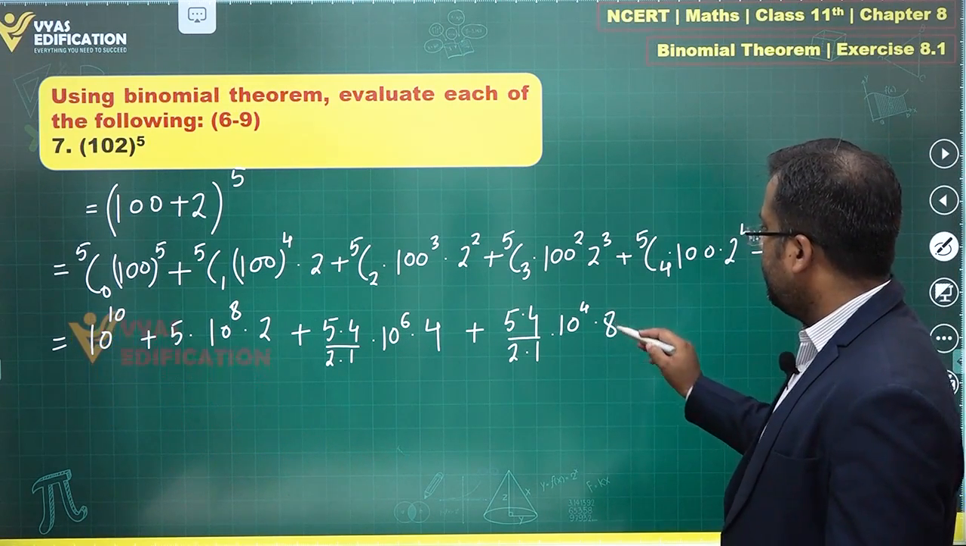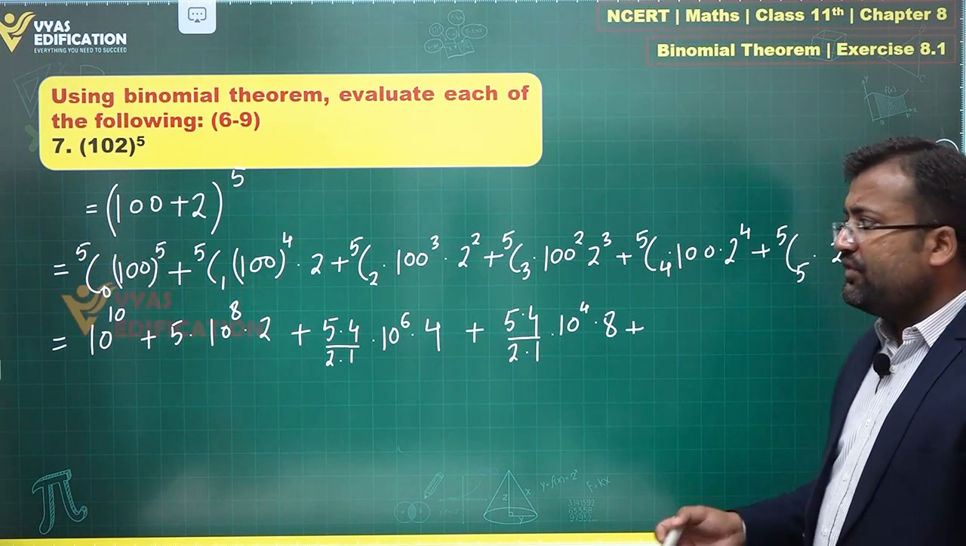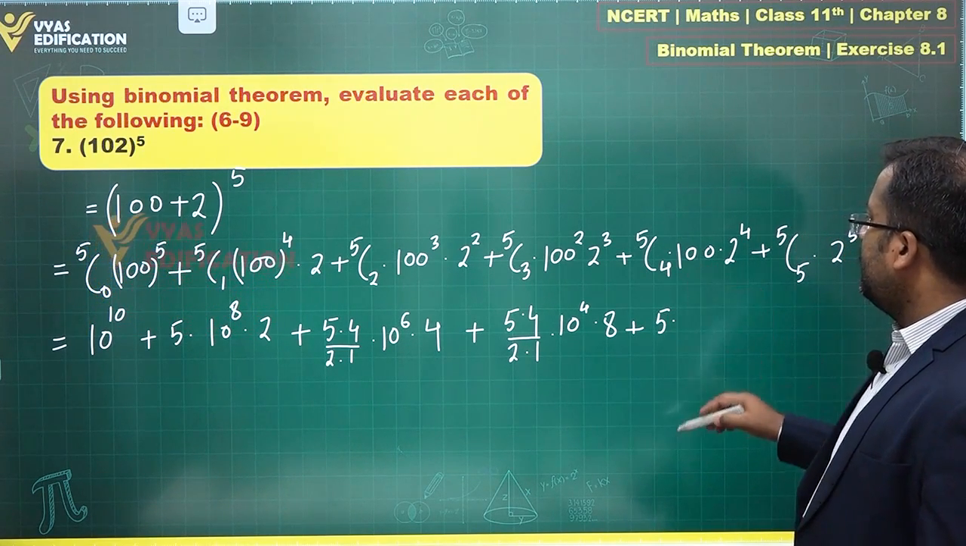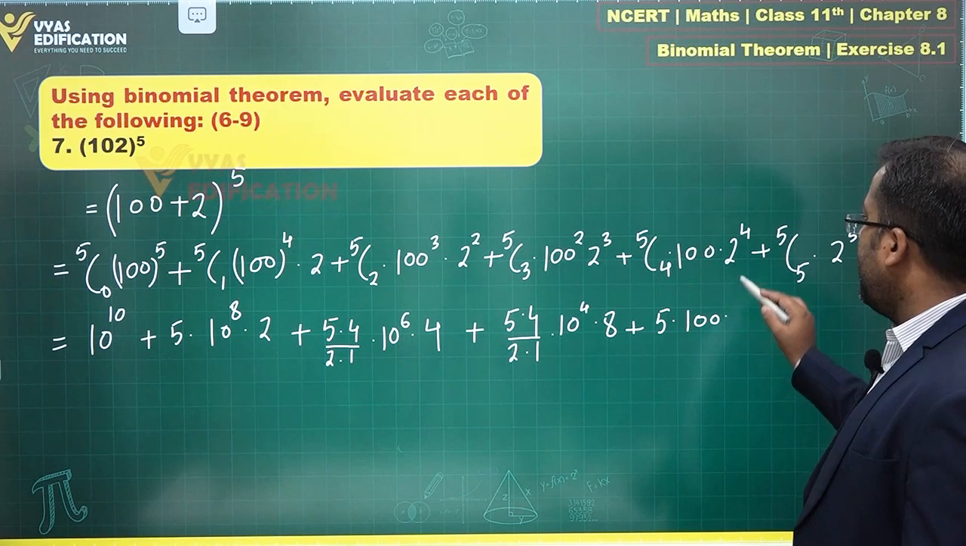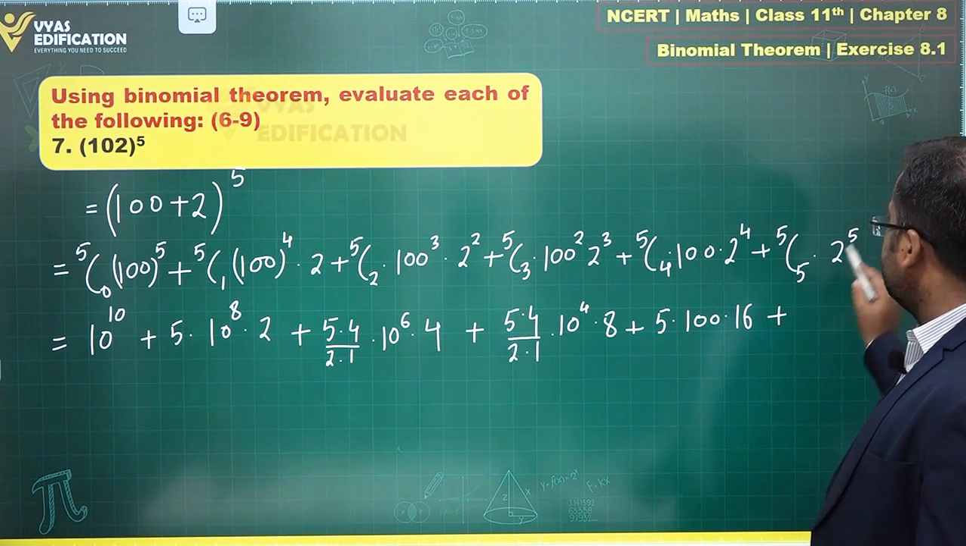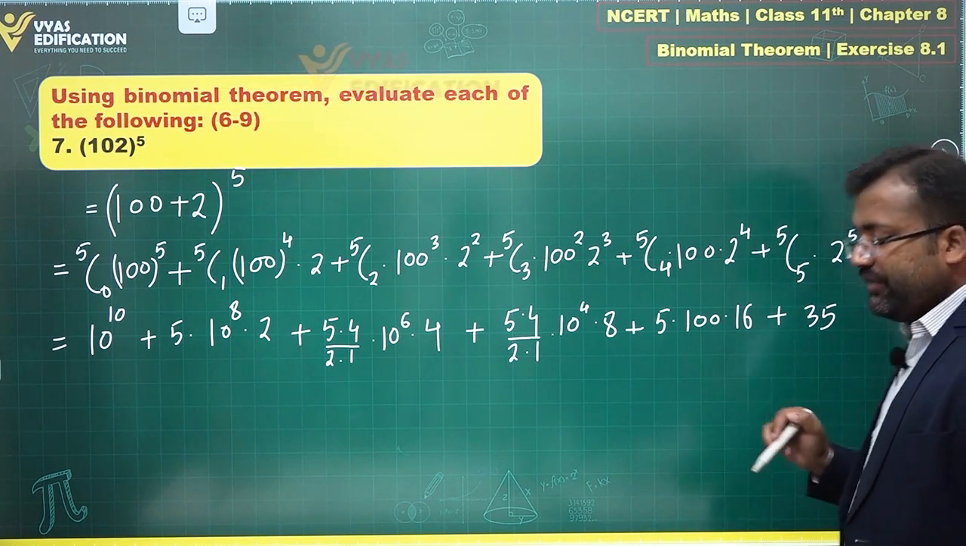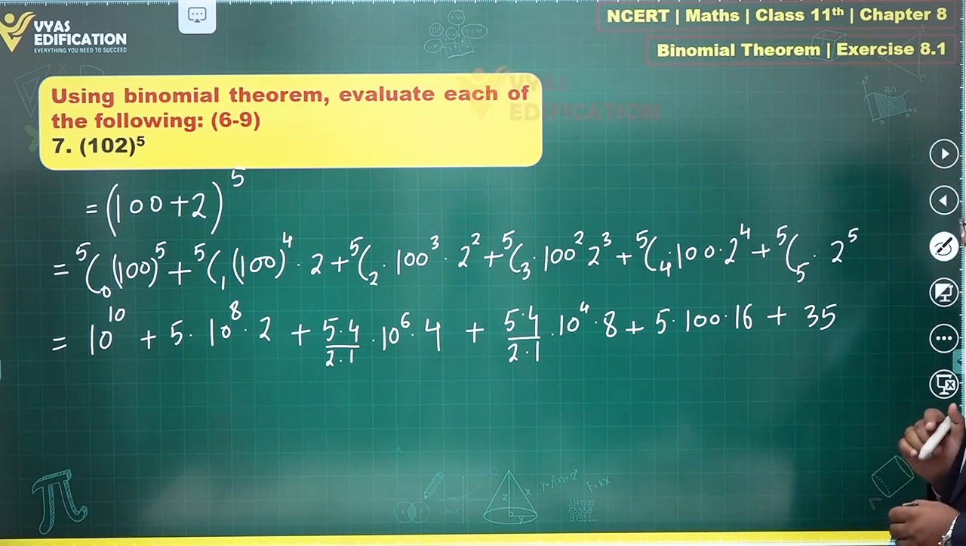So this is 8 plus 5C4. What is 5C4? 5C4 is simply 5. Okay, you have 100 over here, and you have 2 power 4, which is 16 over here, plus 2 power 5 is simply 32. That's what you have, right? Take a look at this complete series.